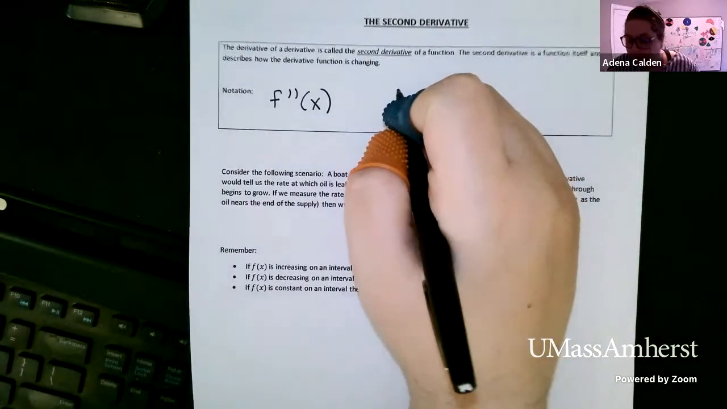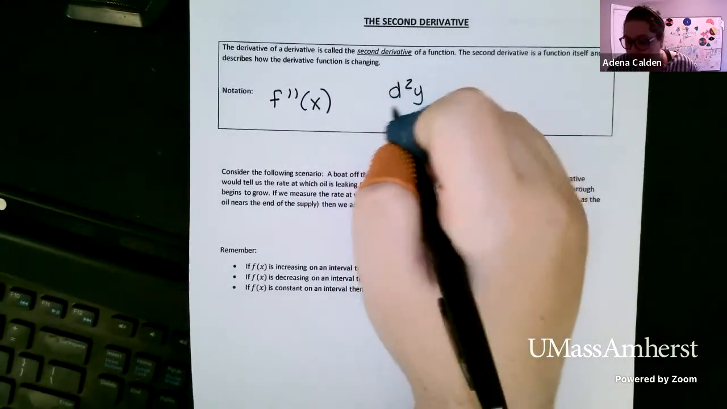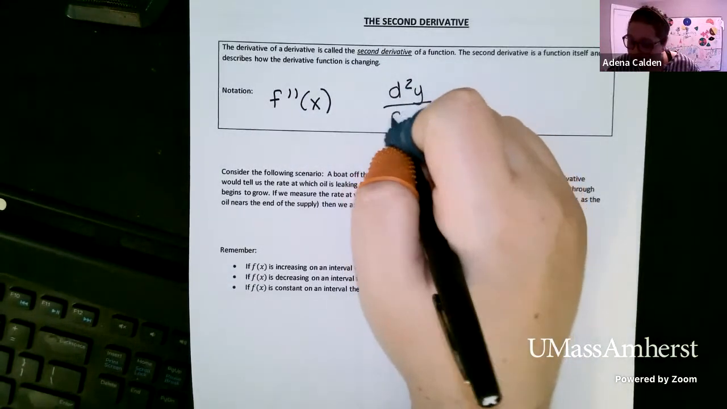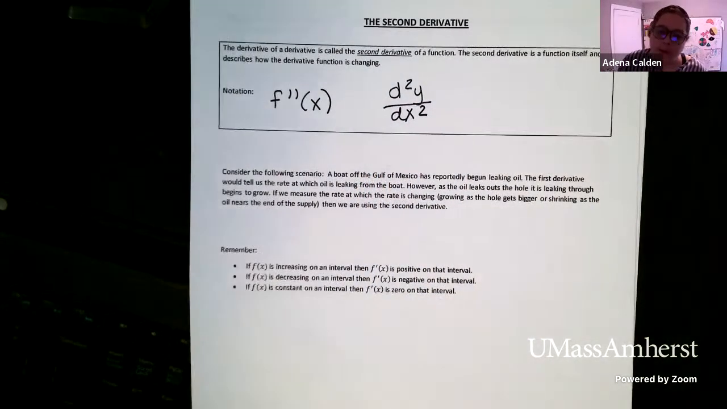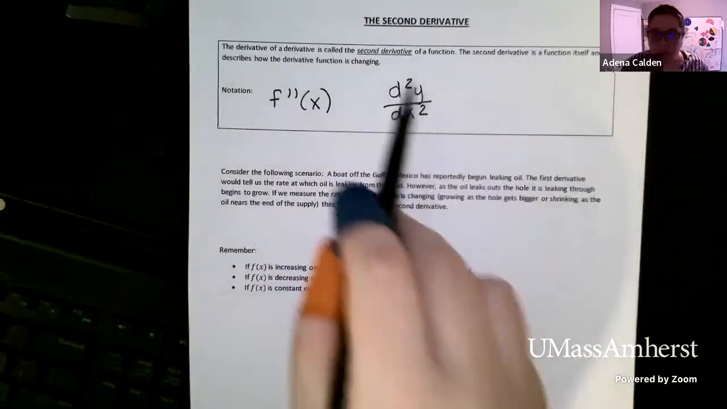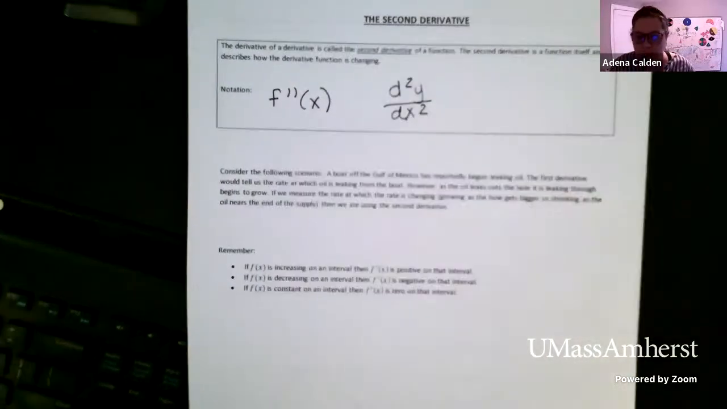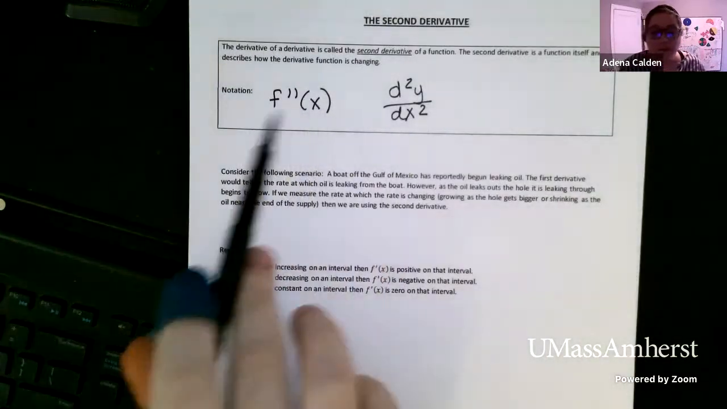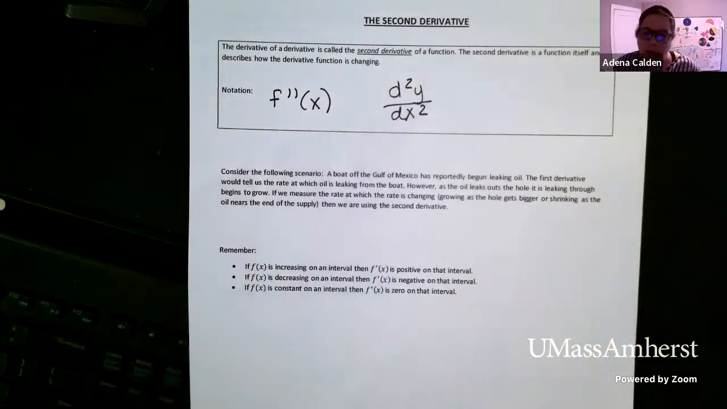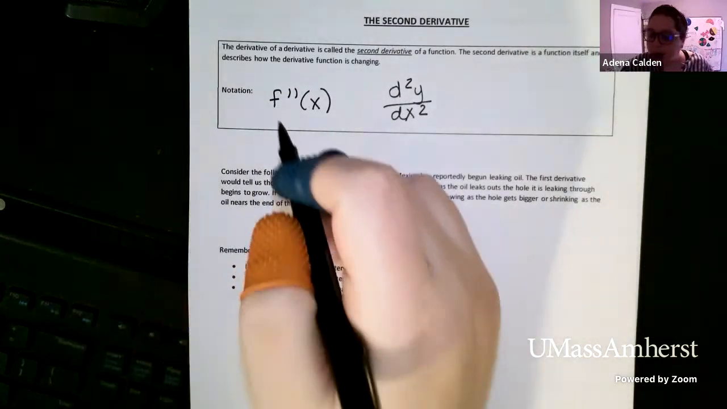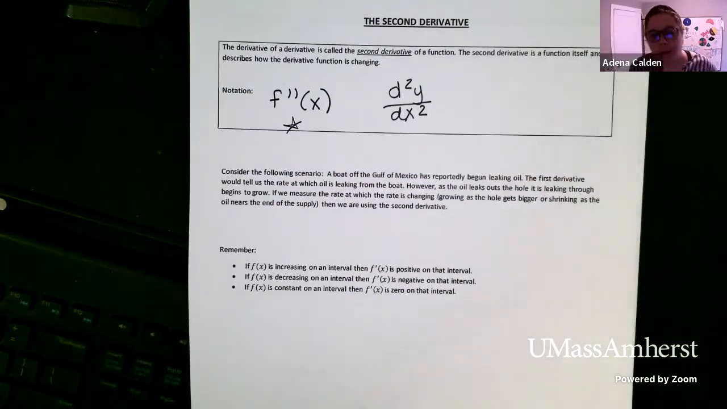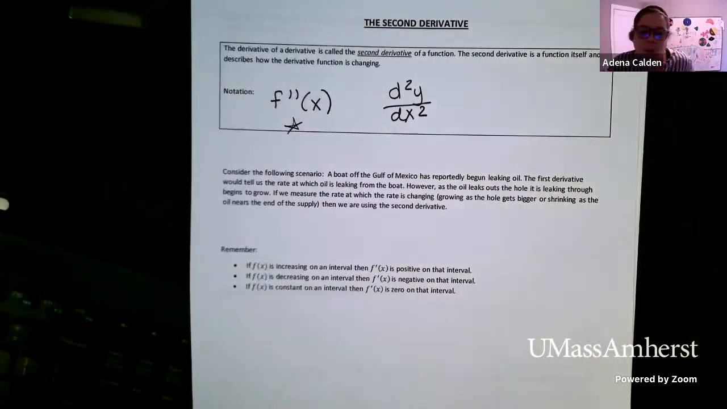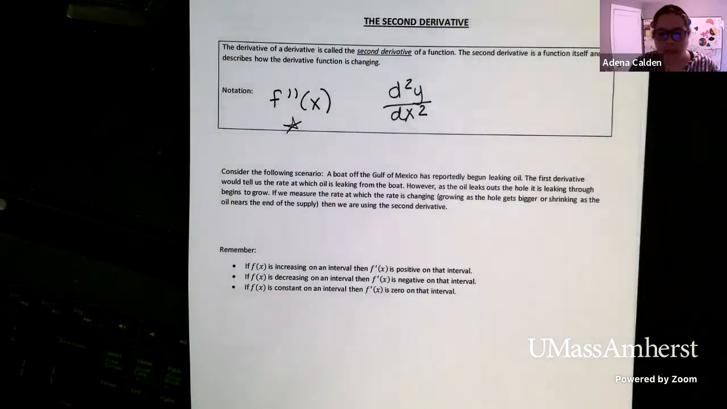And then if we're talking about the Leibniz notation, we actually have the number 2, but it looks like this: d squared y over dx squared. So this is the Leibniz notation for the second derivative. If you see either of these notations, we're talking about the second derivative, but you will notice that we tend to use the Newtonian notation a lot more, okay? So that's what the notation is going to look like.